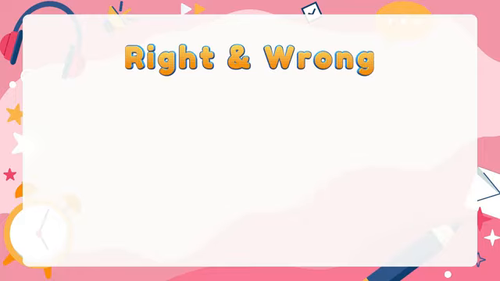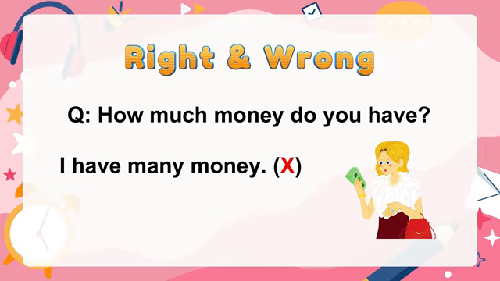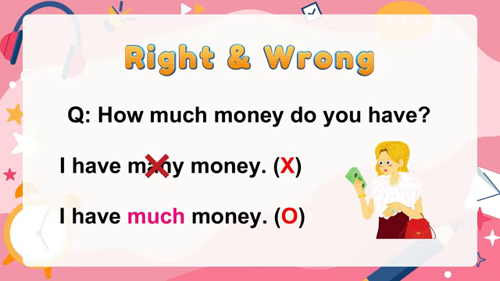The next right and wrong question asks, A, how much money do you have? B, I have many money. Money is uncountable. You do not use many. The correct answer is I have much money.